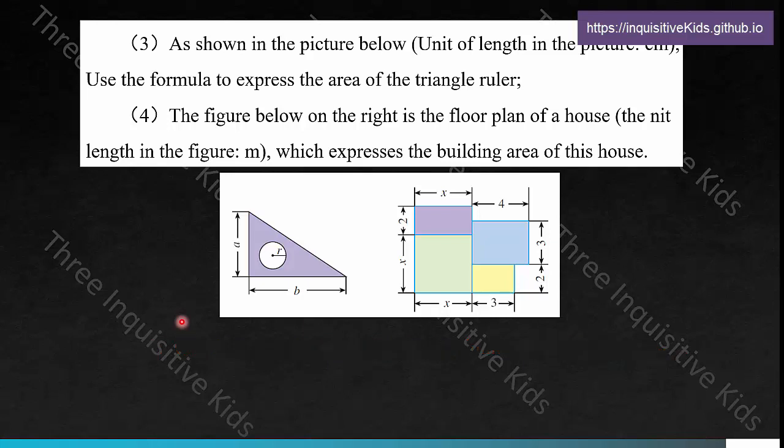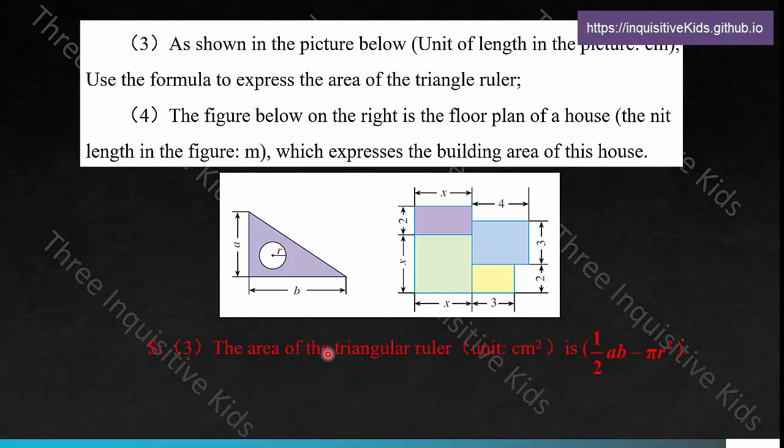So the first problem I want you to pause for is to figure out what the formula is, using a formula to express the area of the triangular ruler. Now pause the video and do just that. All done? Okay, now let's see.